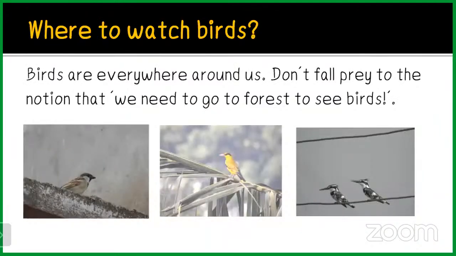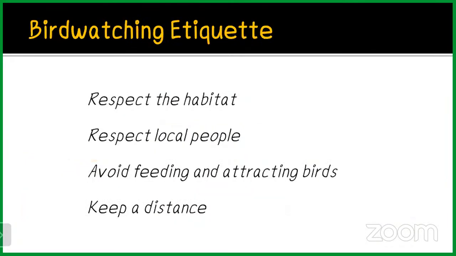It's not always that we need to go to a forest to see birds. We have birds everywhere around us. So we should not fall prey to this notion that we need to go to any forest or a particular type of habitat or wetland to see birds. We can simply sit on our balconies or terraces or even walk along our garden to see a wide variety of birds. So we should have some basic etiquette while watching the birds.